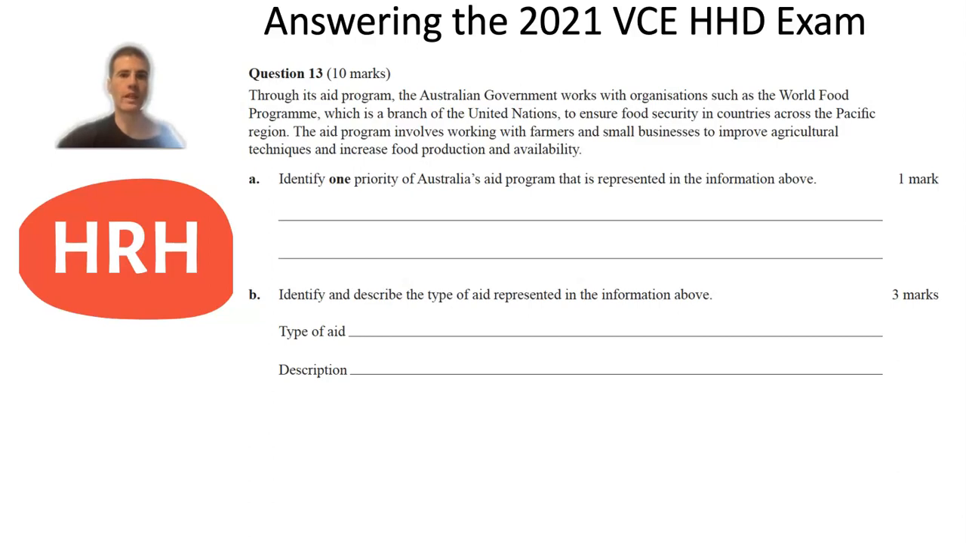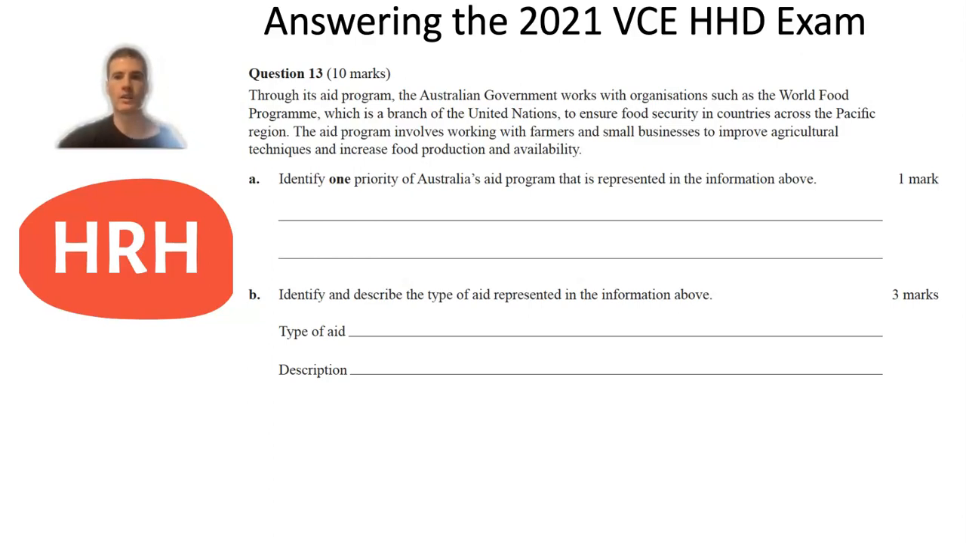Okay, so you can see here now the 2021 VCE HHD exam question 13 was worth 10 marks, and it started with some stimulus material about the Australian government working with an organisation called the World Food Programme to work on food security in countries across the Pacific region. They talked about the fact that the program involves working with farmers and small business to improve agricultural techniques and increase food production and availability.